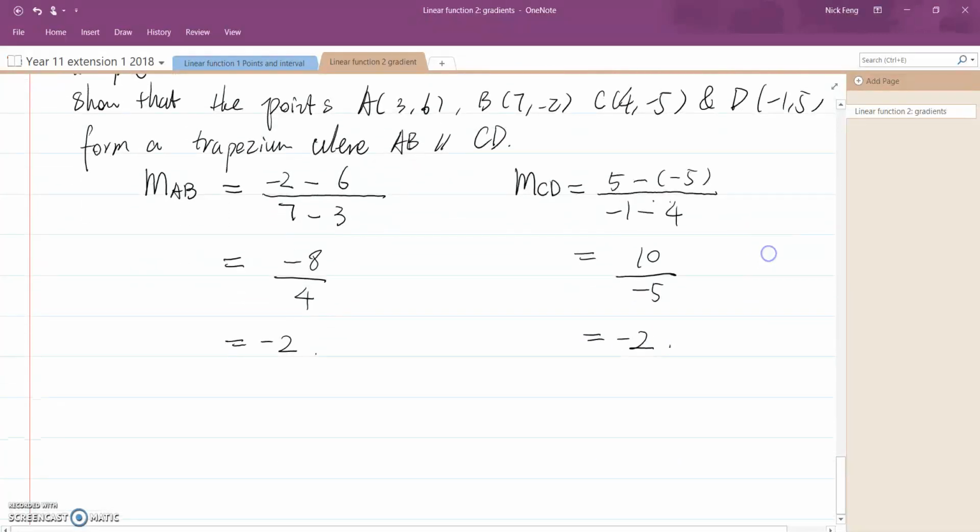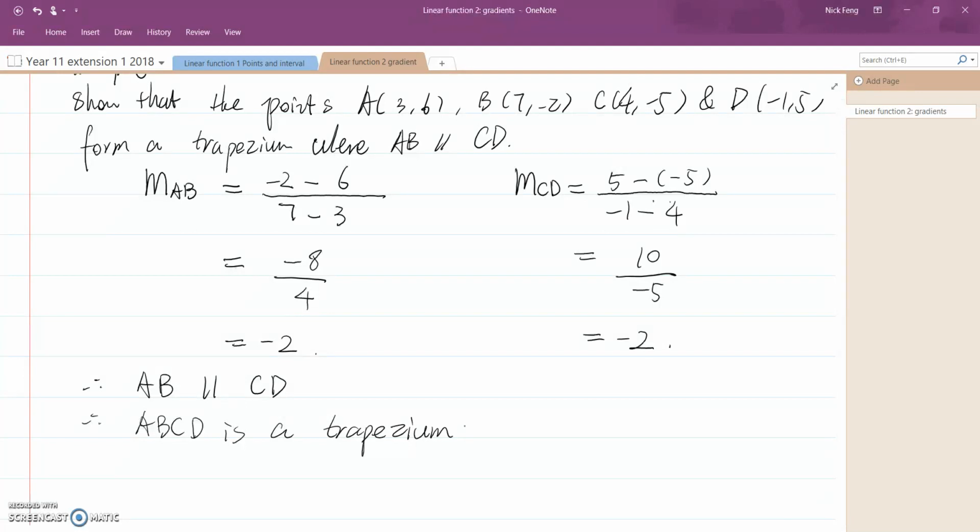Okay, so therefore now we have the same gradient. That means therefore AB is parallel to CD. And in other words, therefore ABCD is a trapezium, because the definition of trapezium is there's at least one pair of opposite parallel sides. So in this case is A, B, C, D. Like that. Okay, now let's take a look.